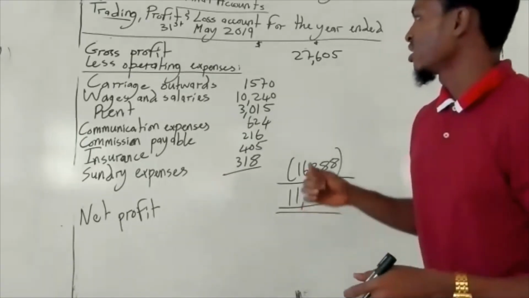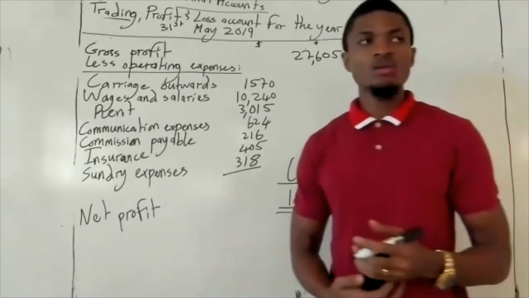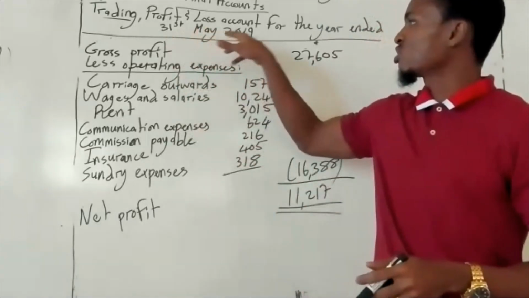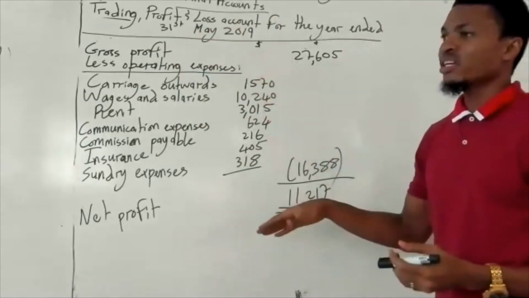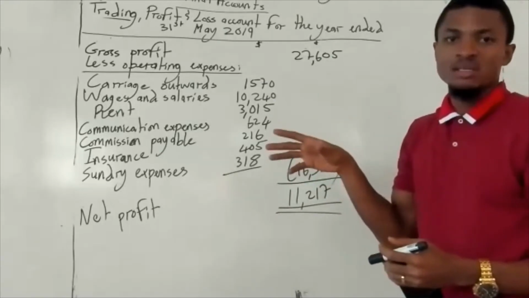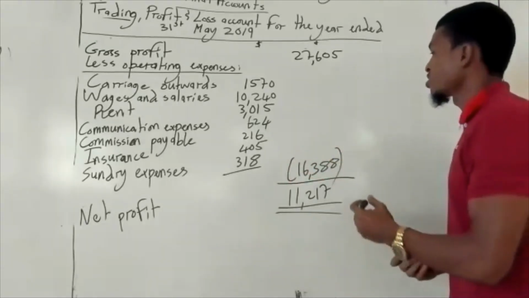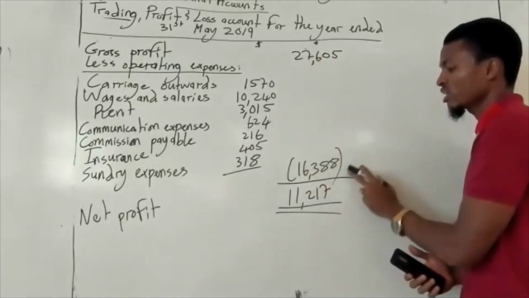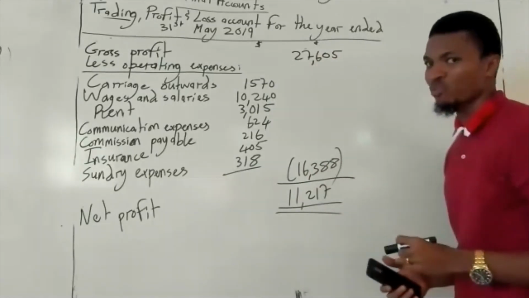So this marks the end of the trading profit and loss accounts for the year ended 31st May 2019. Have your gross profit less operating expenses. Don't forget this falls under the profit and loss aspect of the transaction. So when you deduct all operating expenses, it gives you your total expenses, and your gross profit less operating expenses gives you your net profit.